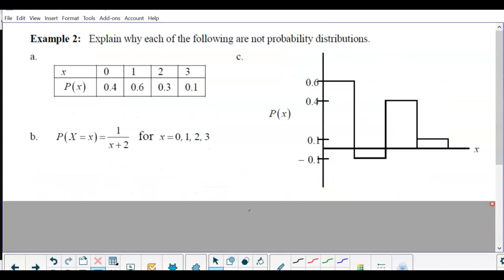Example 2. Explain why each of the following are not probability distributions. Okay, so take a look at them. You don't know what they're representing. But first one, part A, why do you think that's not a probability distribution? Correct. We add all of these up, we get 1.4, which is greater than 1.